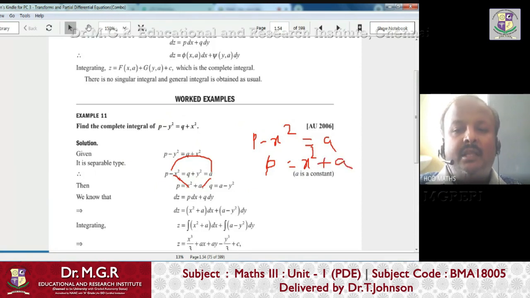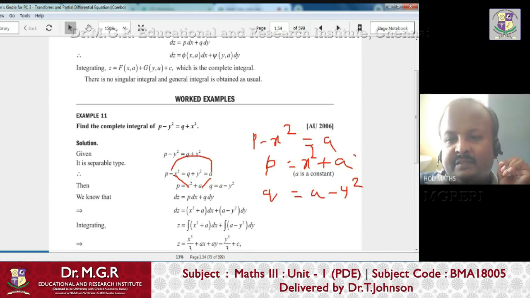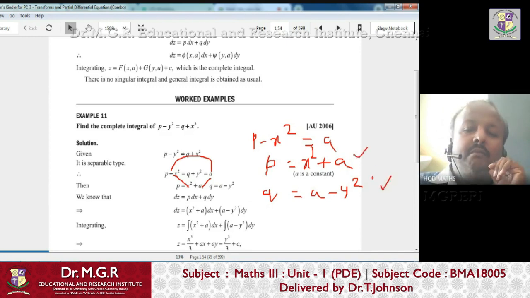Similarly, Q plus Y square equals A, which can be written as Q equals A minus Y square. So here P is not A, and Q is not A. P is different, Q is different. But the common thing is A, right? So it is X and A, and this is Y and A.